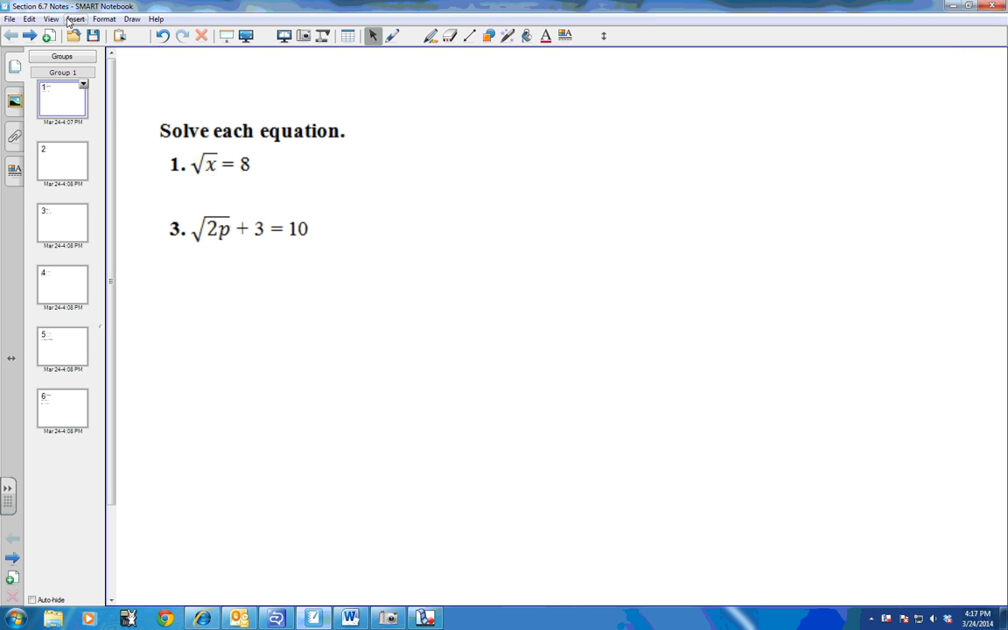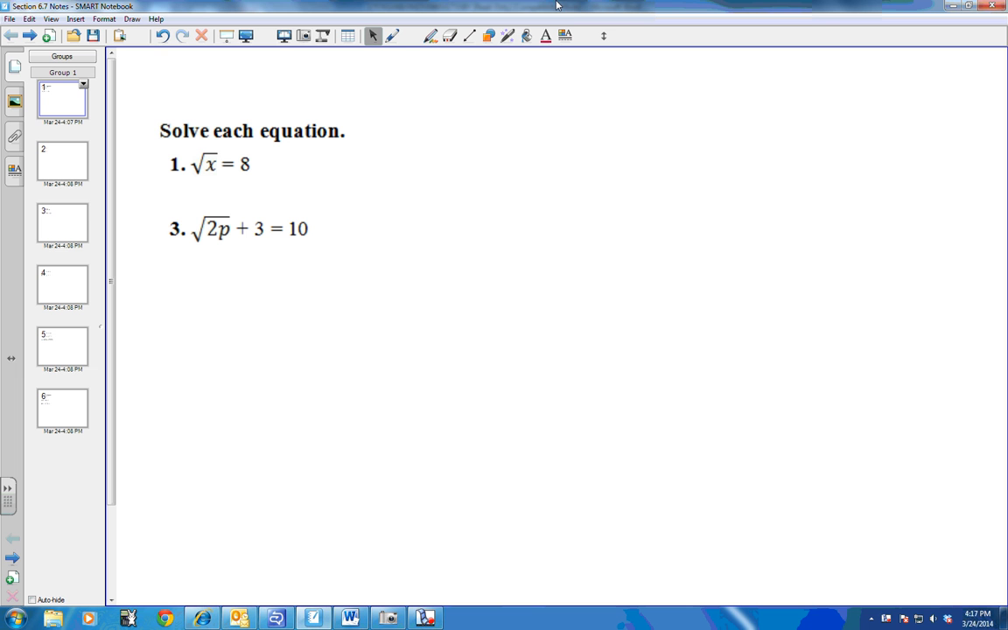This is the notes for section 6-7. And 6-7 is about solving radical equations and inequalities. So we're going to do some of the odd problems together, and then that way you're going to go back and finish the even problems.